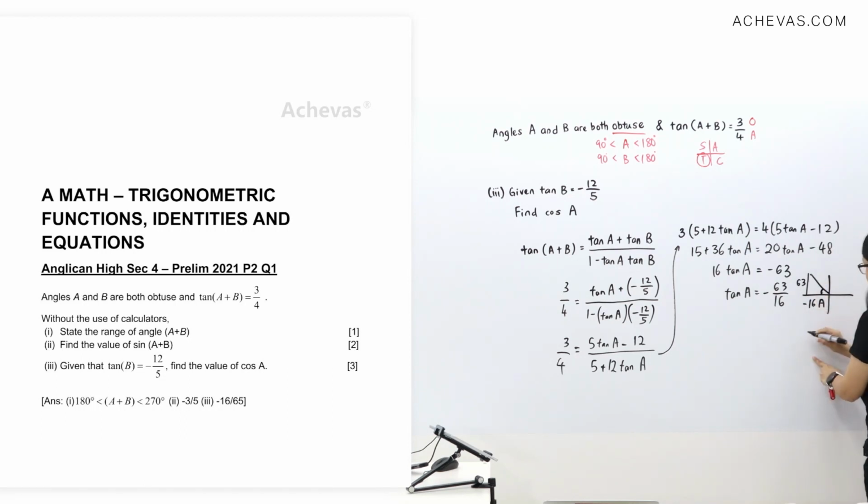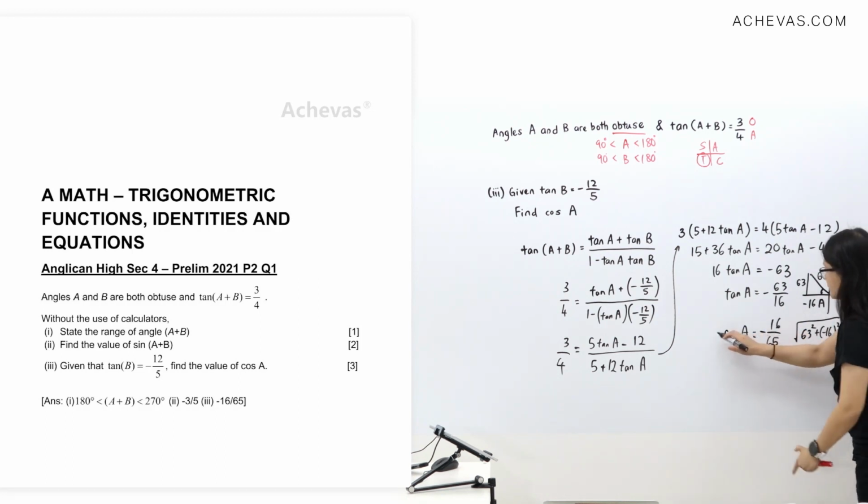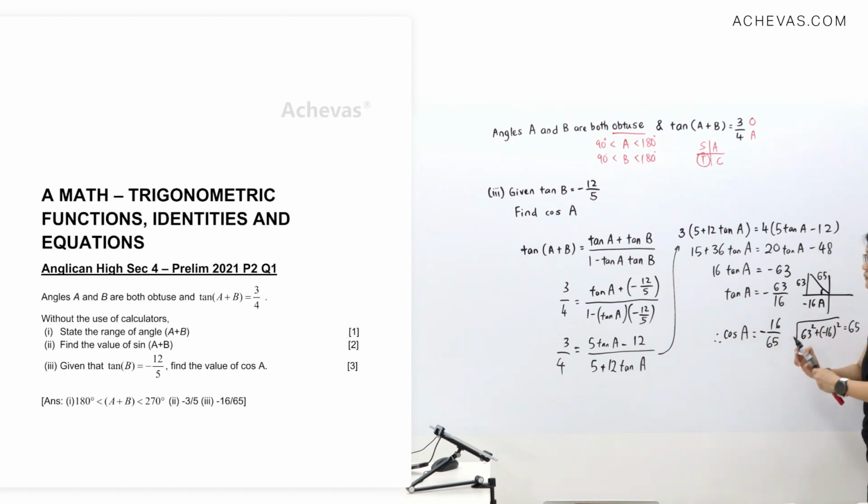Let's find the hypotenuse here. So 63 squared plus 16 squared. You can ignore the negative because you're squaring it, then square root the whole thing. You get 65 at this position here. So you get one nice triangle. Then let's grab cos A. So we get adjacent over this hypotenuse. Then we are done with question number 3.